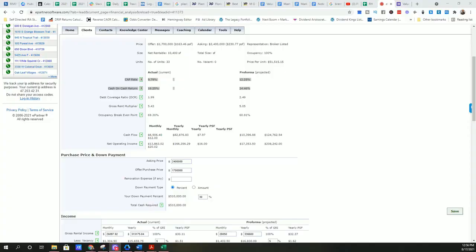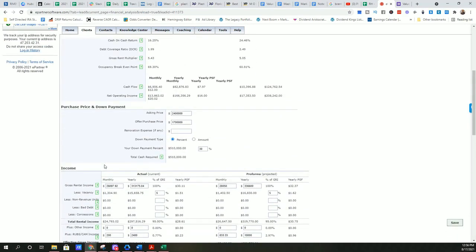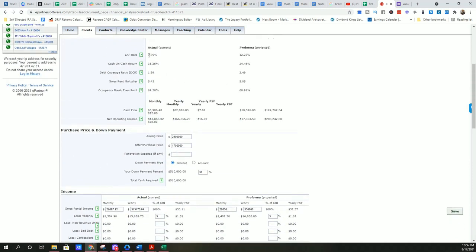So this massively lowers the risk. Oops, I'm not sharing my screen, am I? Just realized that. I apologize for that. So, offer price, 1.7 million. I adjusted the mortgage rate down below, and that increases the cash flow on both the actuals and the pro formas. It doesn't increase the net operating income, but it increases the cap rate and the cash on cash return enormously.